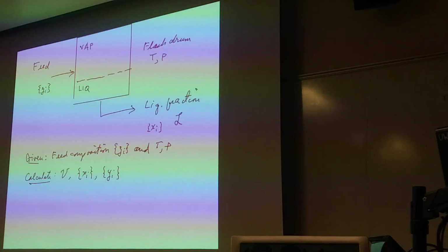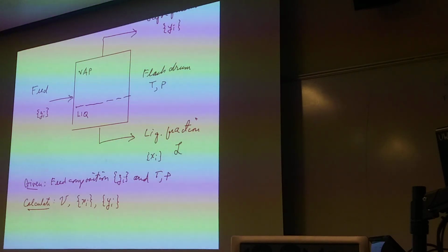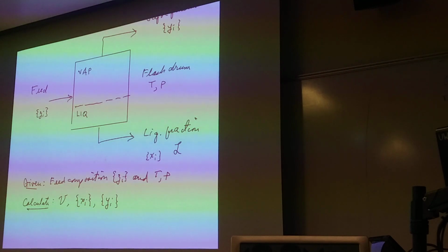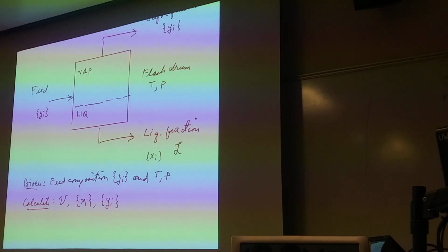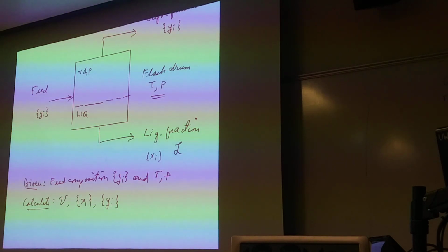The first thing to think about is that when the feed comes in, we don't care what the phase state is, whether it's a mixture of liquid and gas or all liquid, because we assume that right away it comes to the temperature and pressure of the flash unit. So all we care about to characterize the feed stream is its composition.